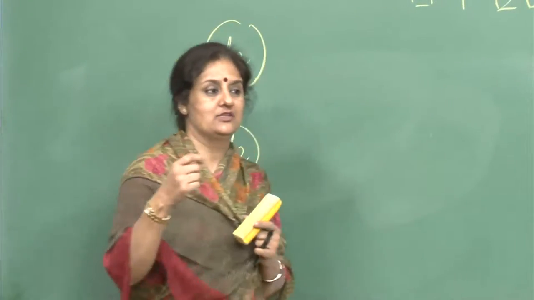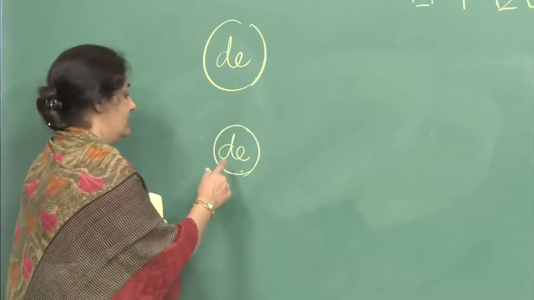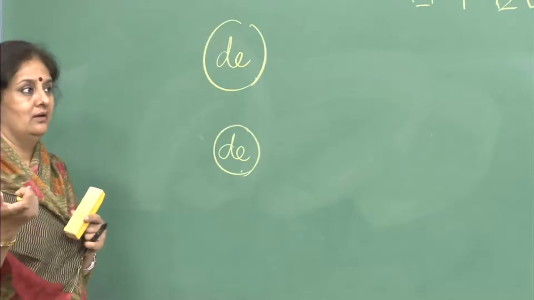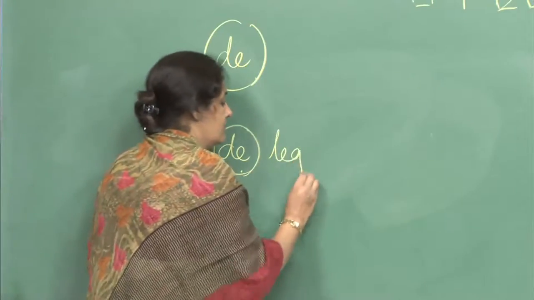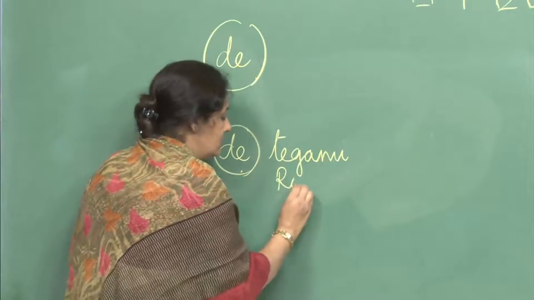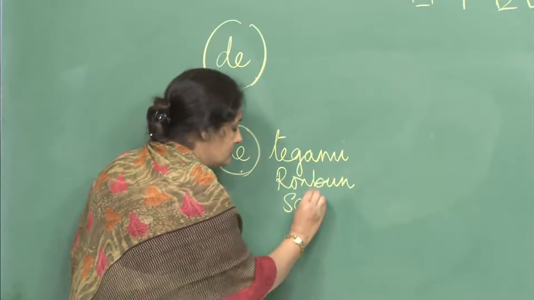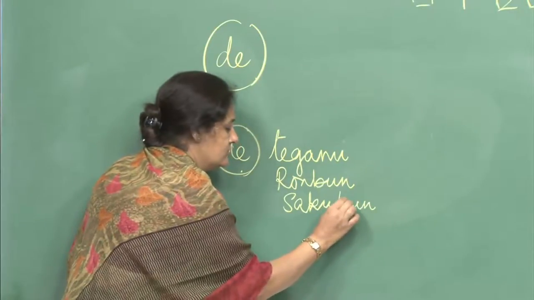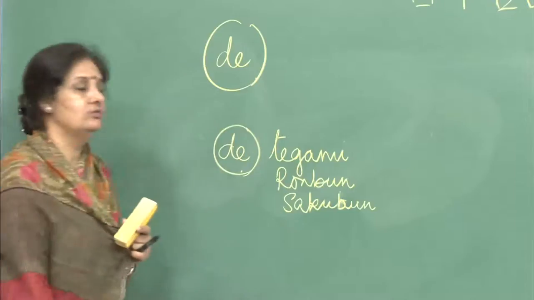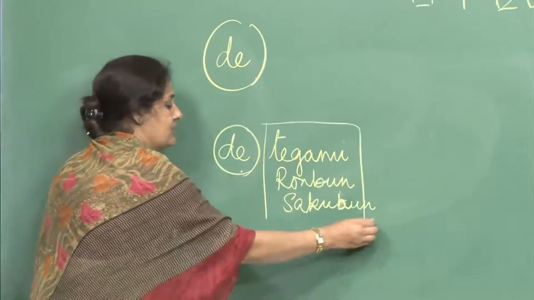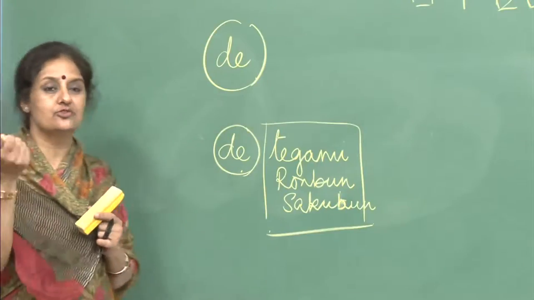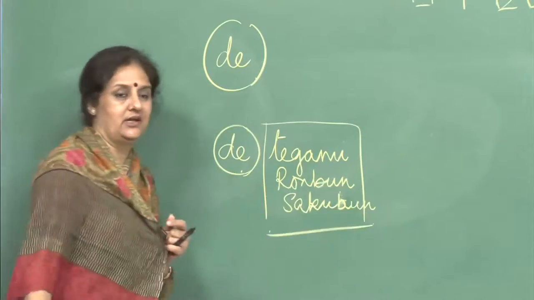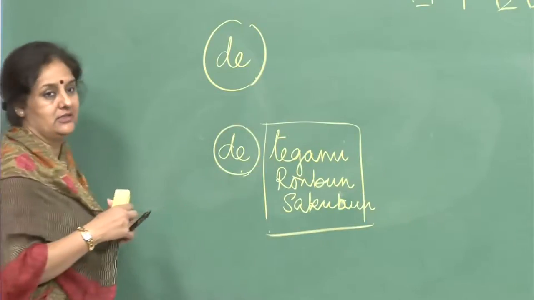For example, you could use a pen or a pencil to write a paper, a thesis paper or a letter. So you can write a tegami, rombun, sakubun, which is an essay. Sakubun, which is an essay. So, you could use a pencil or a pen to do this. You could use a screwdriver to put in a nail. So, well, with the help of a certain thing, you perform a certain activity. With one noun, another activity is performed.